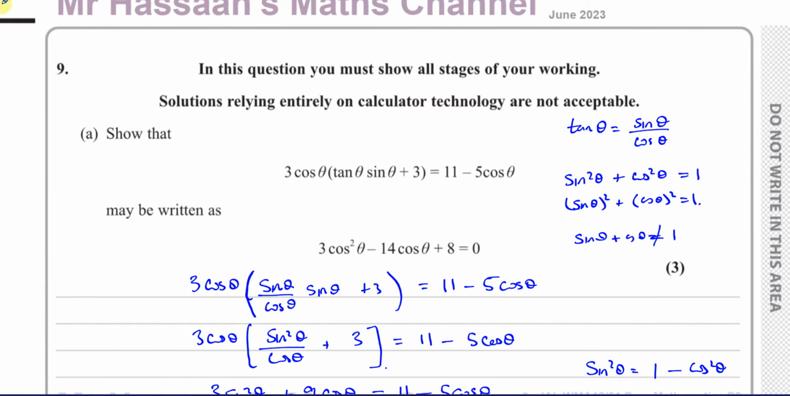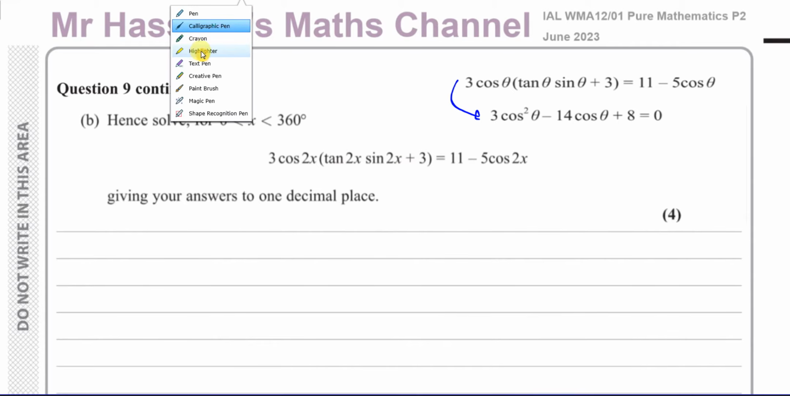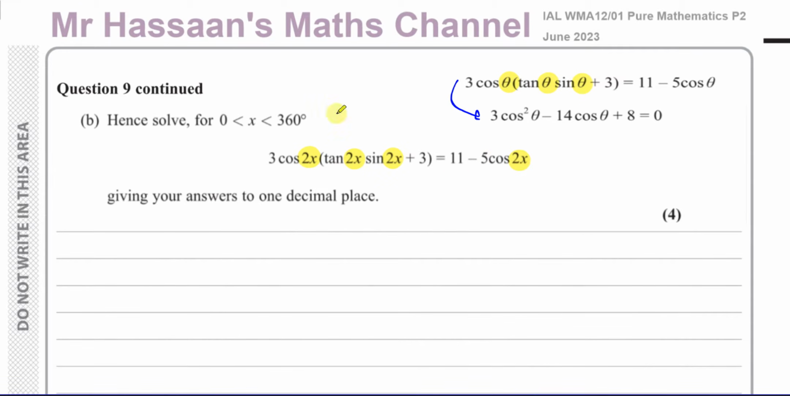Okay, there's part A. Now for part B, it says hence, meaning using this result that we got, solve for x between 0 and 360 this equation. Now the difference between these two equations is simply that instead of theta here, we have 2x. That's the only difference between them. Everything else is the same.